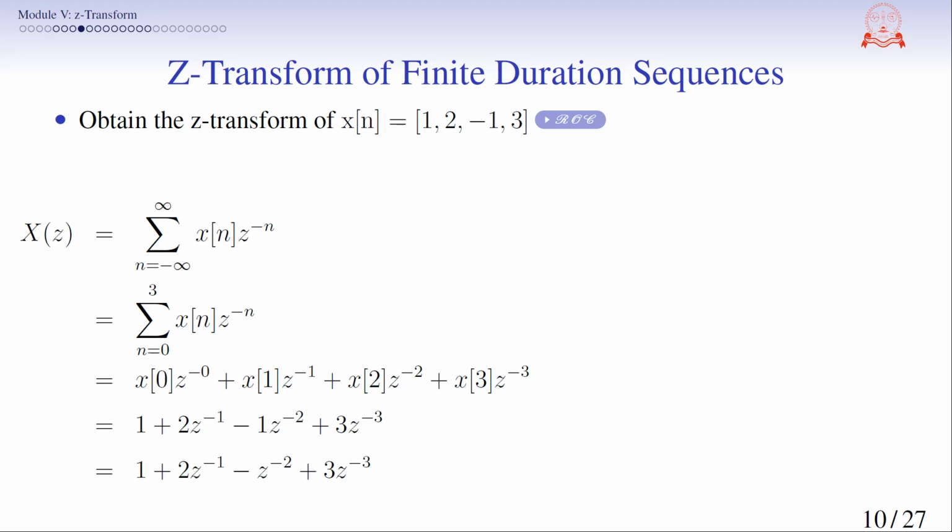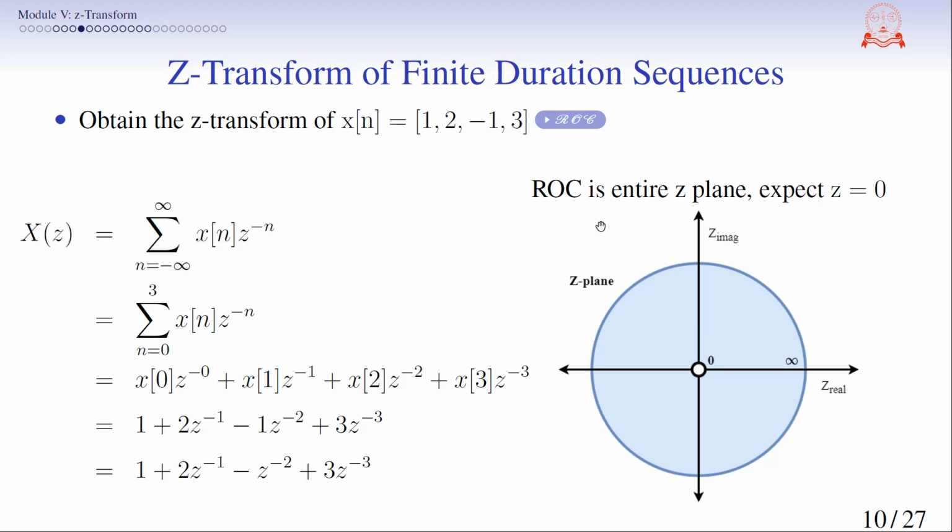So in this equation, X(z) tends to infinity when z raised to minus 1, or z raised to minus 2, or z raised to minus 3 tends to infinity, or simply z raised to minus 1 tends to infinity, which means that 1 by z tends to infinity, or z tends to 0. So ROC is the entire z plane except z equal to 0. So this is my ROC. It does not contain 0, but it contains the infinite value.